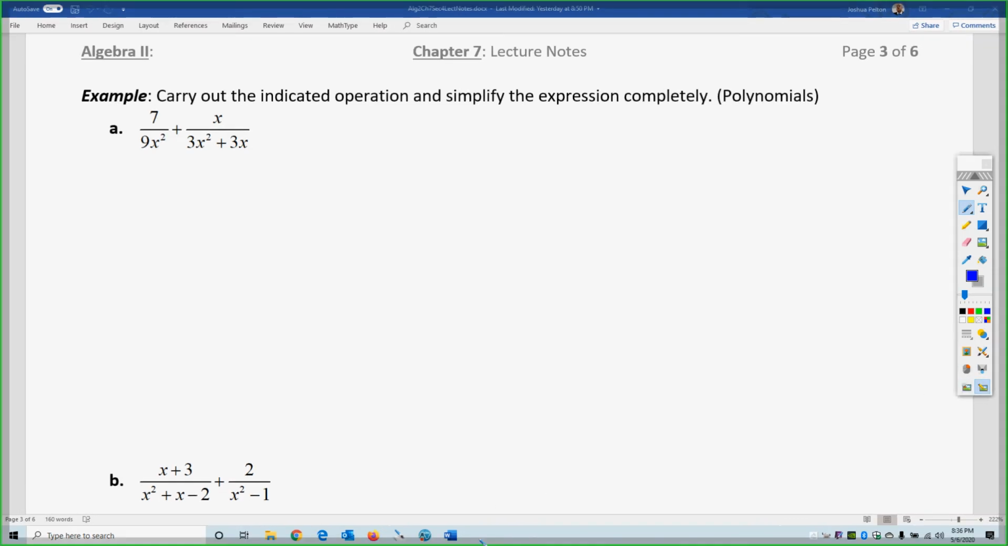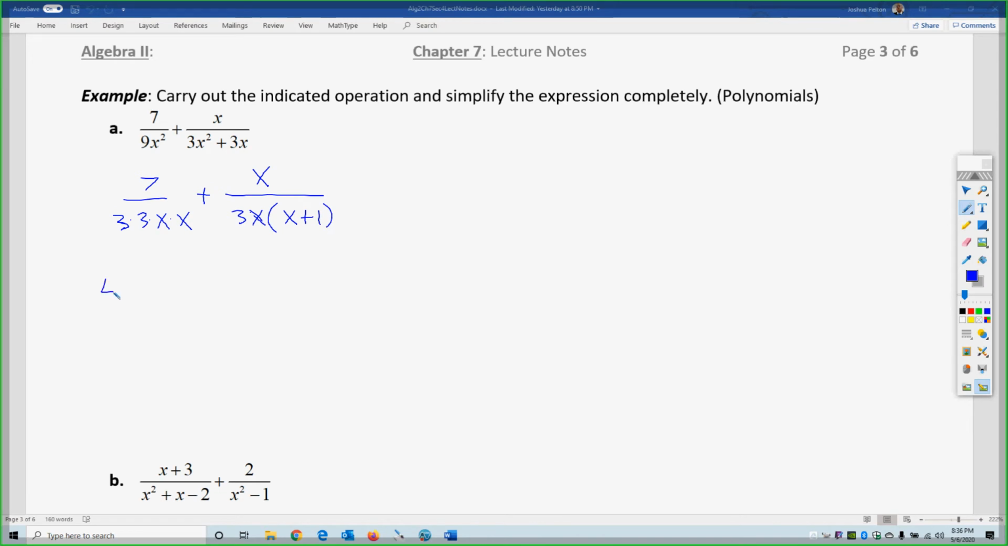So the same process applies, except with polynomials, you'll have to do factoring strategies first prior to getting the lowest common denominator. So if I do my factoring here, I get 7 over 3x for the monomial one, plus x over, this is a factoring out strategy, they have a 3x in common. So if I factor that out, I'm left with an x plus 1.